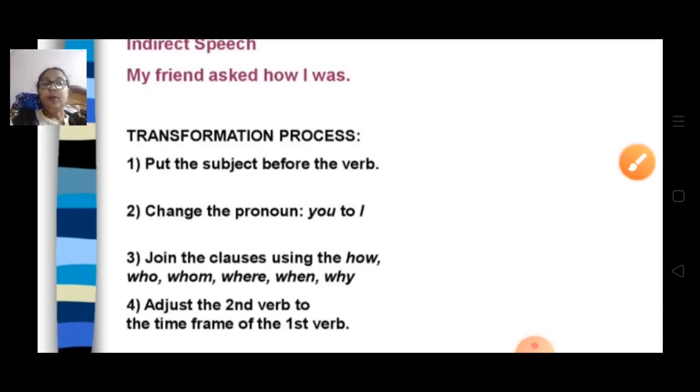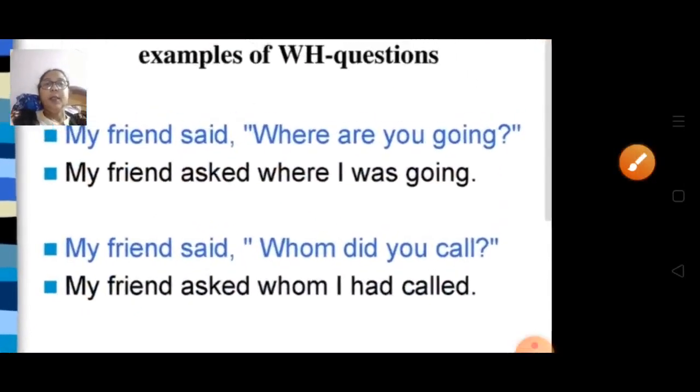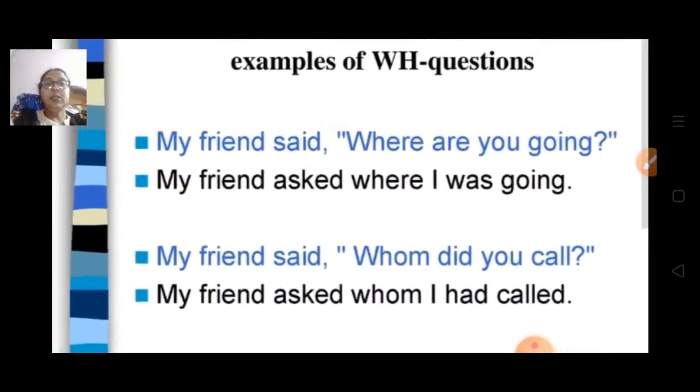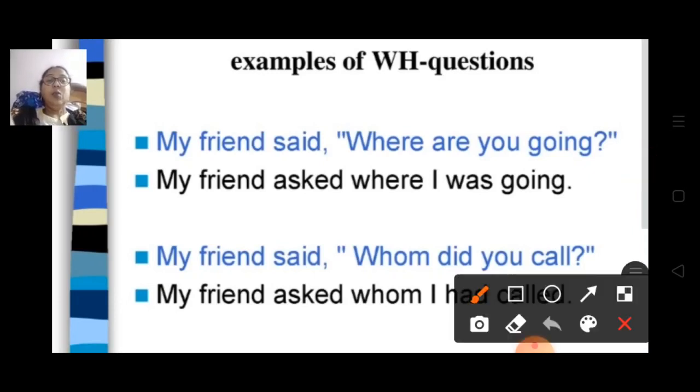I'm going to give you a few more examples. Examples of WH questions. My friend said, "Where are you going?" Now, in indirect speech, we are going to write, my friend asked where I was going. Now, next you can see, my friend said, "Whom did you call?" So now here you can see in indirect speech, my friend asked whom I had called. So accordingly, the tenses we are going to change.